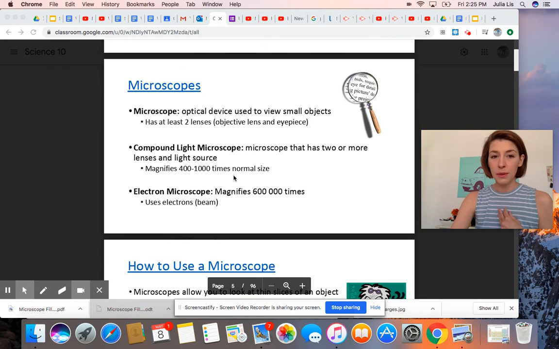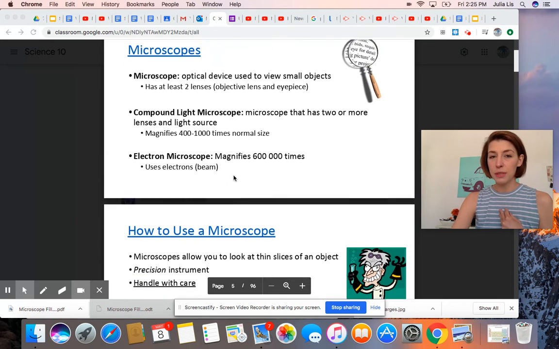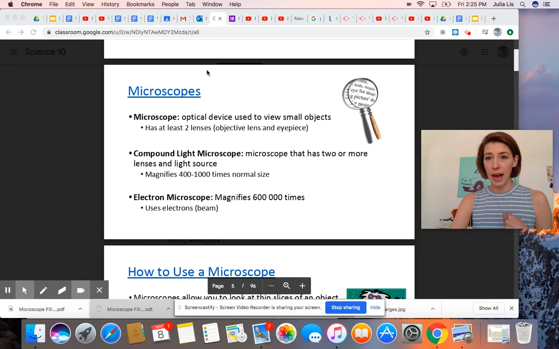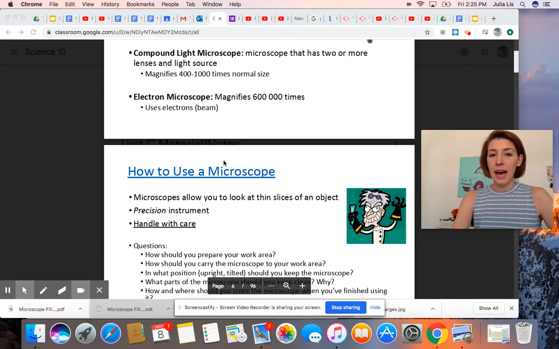So for this week, we're looking at compound light microscopes. And this is an Amoeba Sisters video that I would like you guys to look at. They talk about what a compound light microscope is, as well as an electron microscope. Then looking at how to use a microscope.